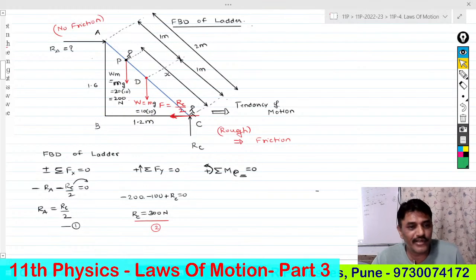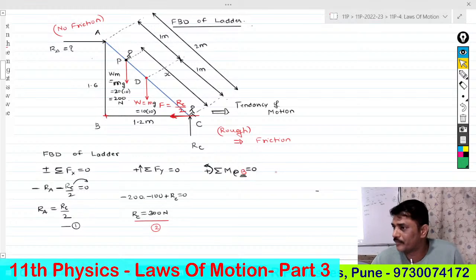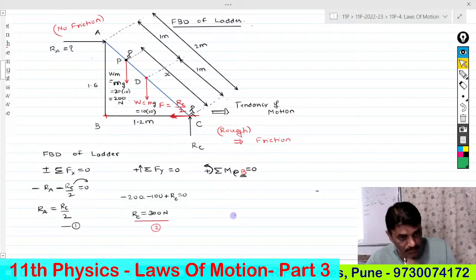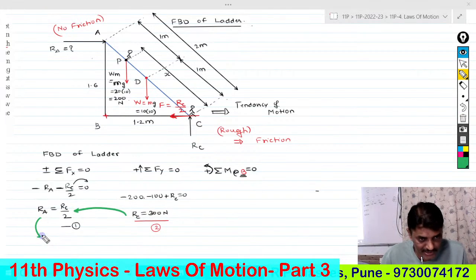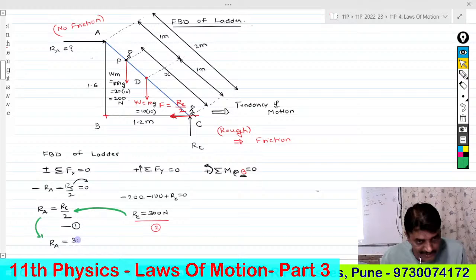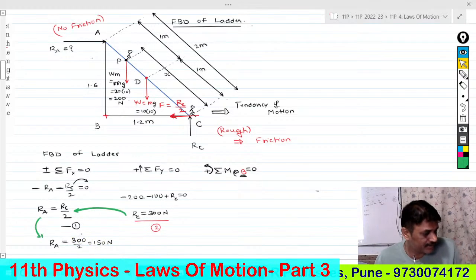तो आप बताओ कौन सा point ले लो. So I'll take point B, चलेगा? I'll take moment about point B, ठीक है? By the way, I have got here RC is equal to 300. So if I substitute this RC is equal to 300 here, that will give me the second answer. RA is equal to 300 upon 2, and that is equal to 150 Newton, right?